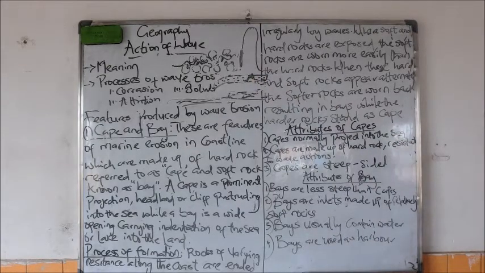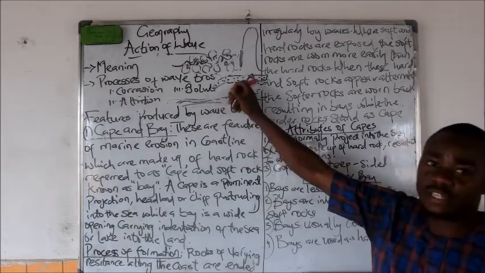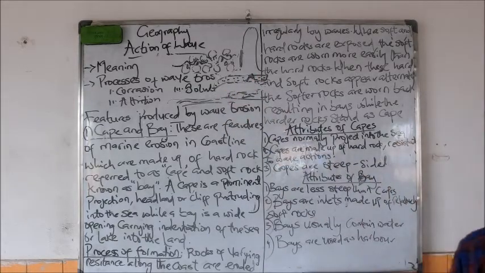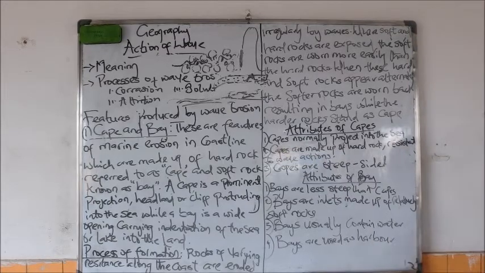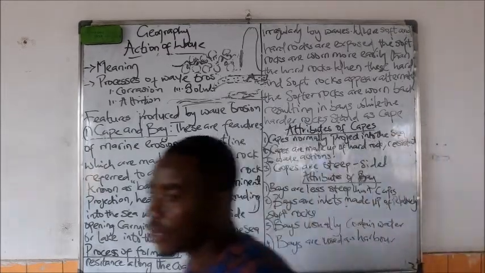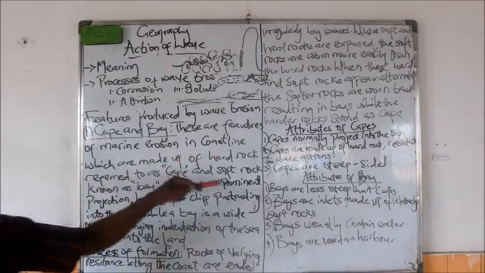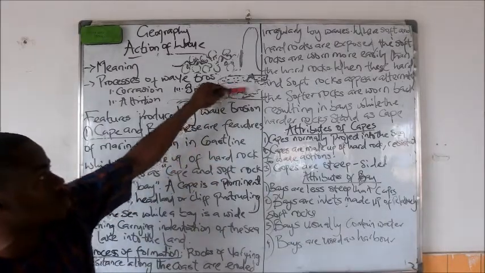Now, the last one is that bays are used as harbors, so that people can stay inside for the meantime, or for any kind of use you want. Bays can serve as what? Harbors. You harbor yourself within the structure of the bay.